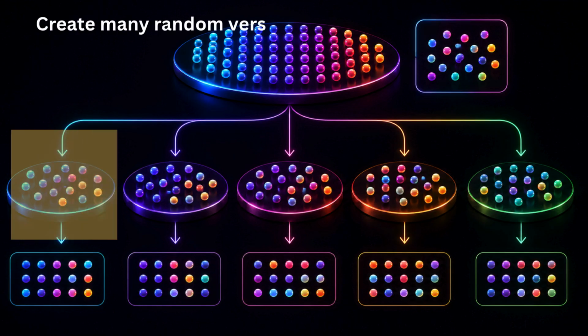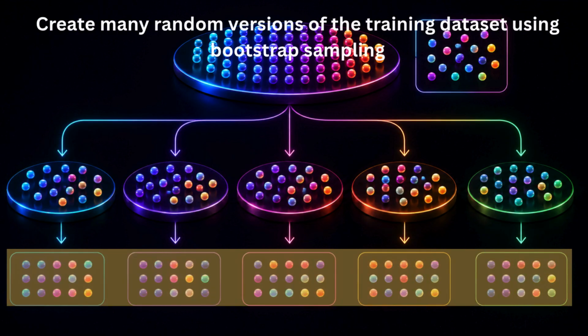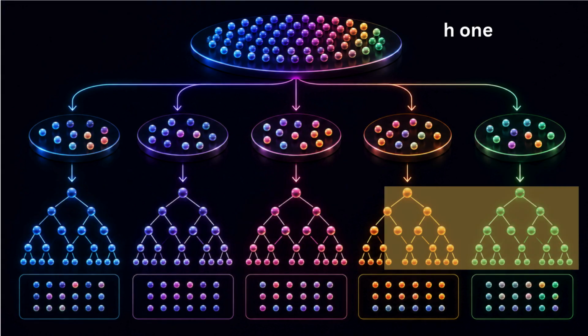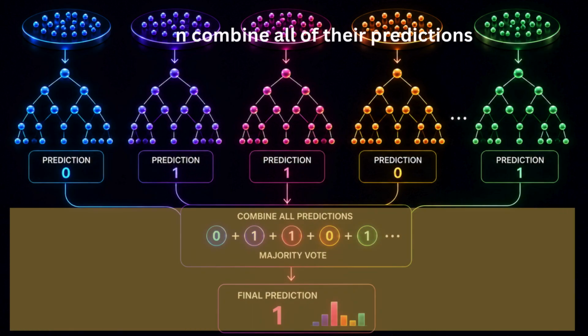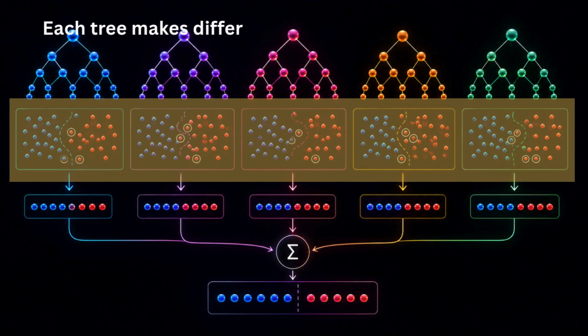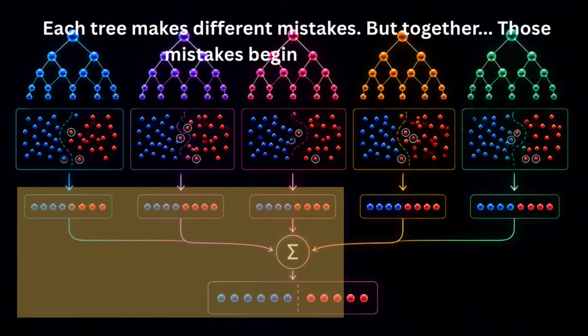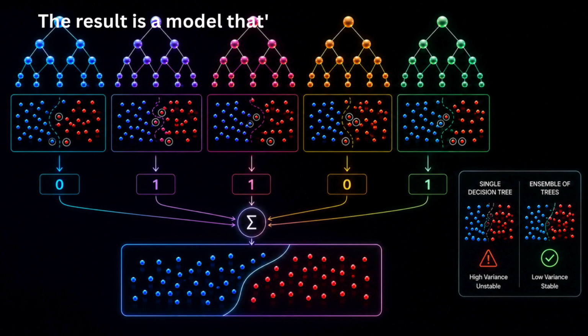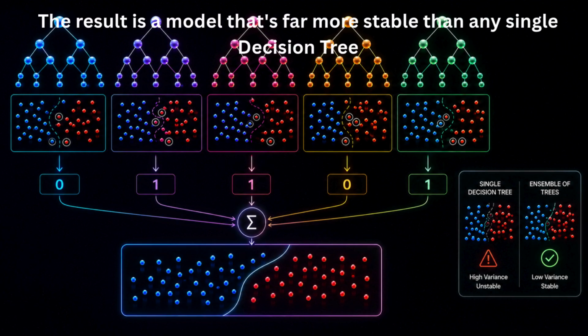Create many random versions of the training dataset using Bootstrap Sampling. Train a separate decision tree on each one. Then combine all of their predictions. Each tree makes different mistakes, but together, those mistakes begin to cancel out. The result is a model that's far more stable than any single decision tree.